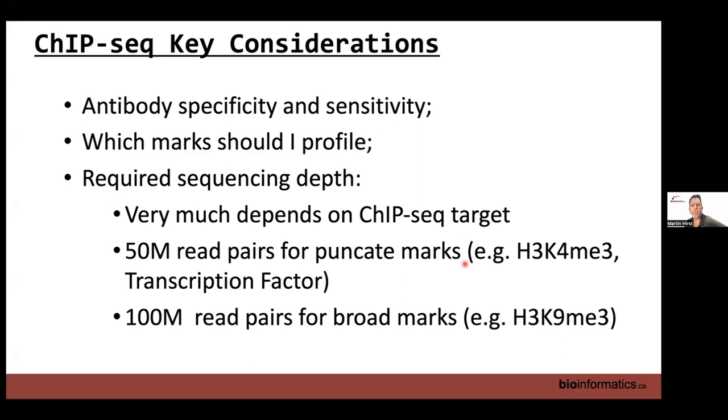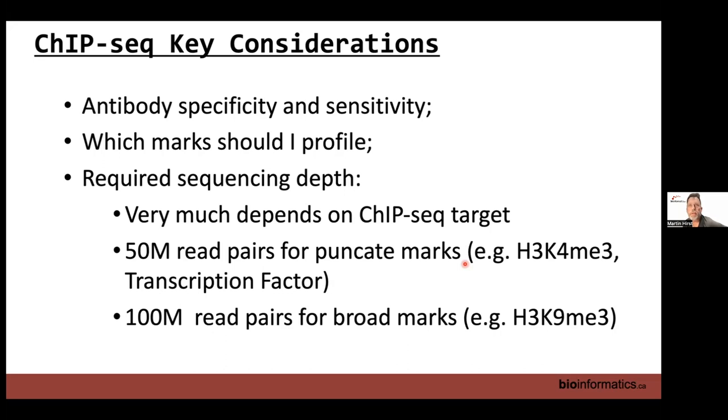And then, what is the required sequencing depth? How deep do I need to sequence a library? And again, this very much depends on the particular experimental question and on the particular target that you're working with. But the minimum recommendation that's emerged from the IHEC consortium, along with ENCODE and other groups, is 50 million read pairs for punctate marks. So this would be, for example, H3K4 trimethylation, as I showed you, very punctate at transcriptional start sites. And then for broader marks like H3K9 trimethylation, about double that, so about 100 million read pairs.